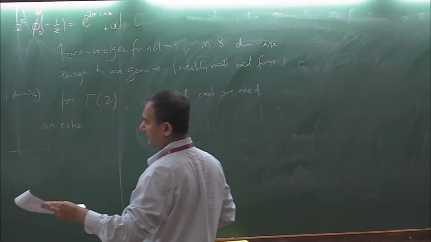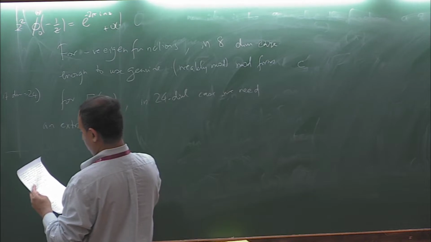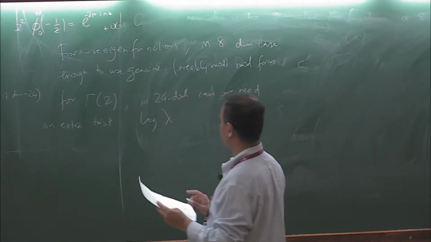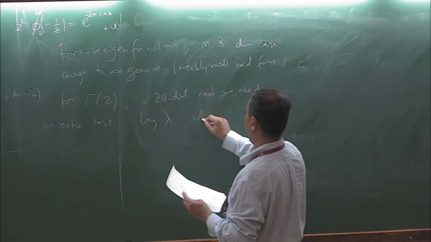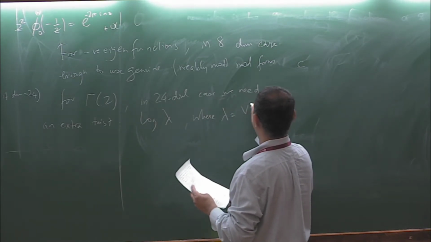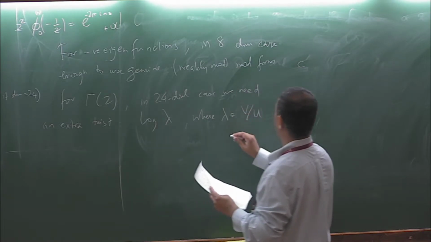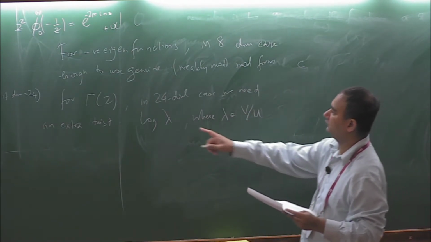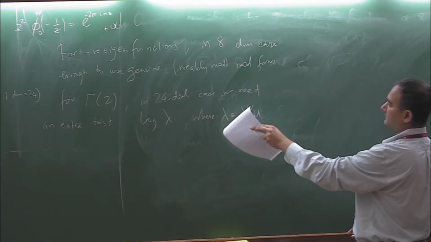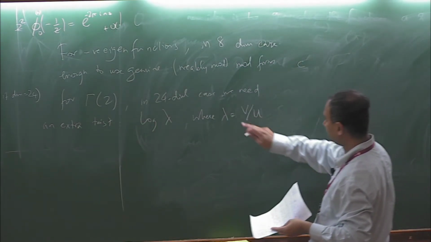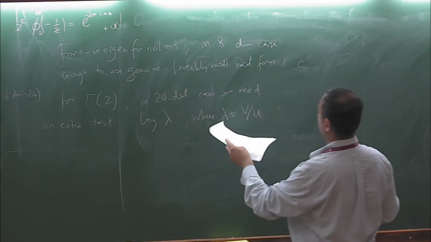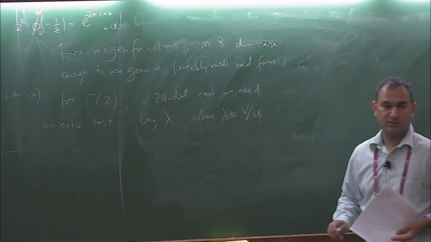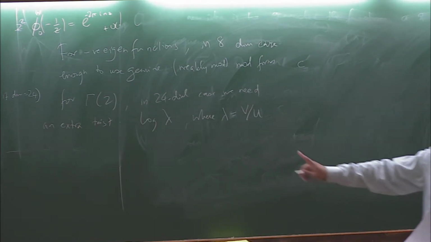Just like you need E2 here, you need an extra twist. You need log of lambda. This is not really a modular form, where lambda is v over u. Remember, v and u were these modular forms of weight 2 for gamma of 2. And so this is the Hauptmodul for gamma of 2. It's the analog of j for gamma of 2.